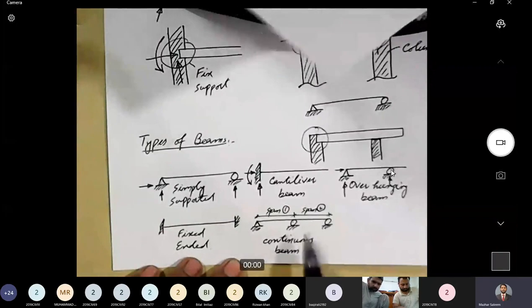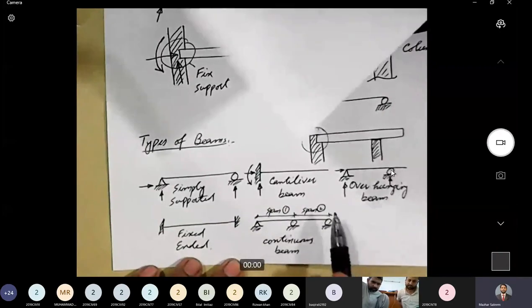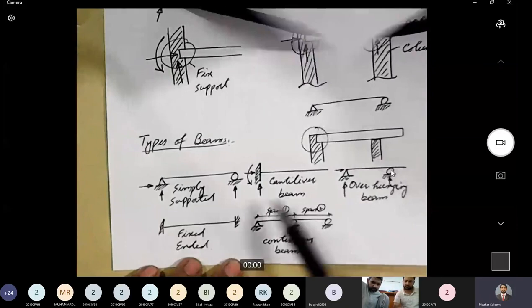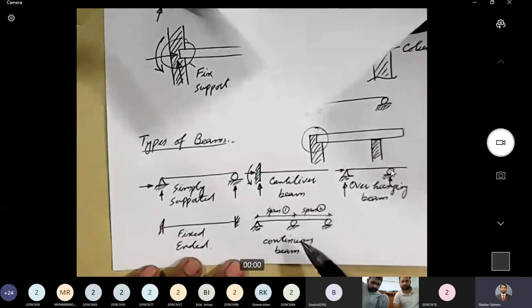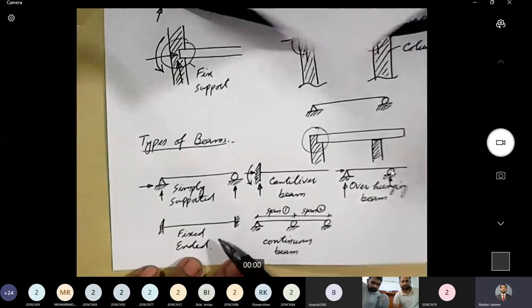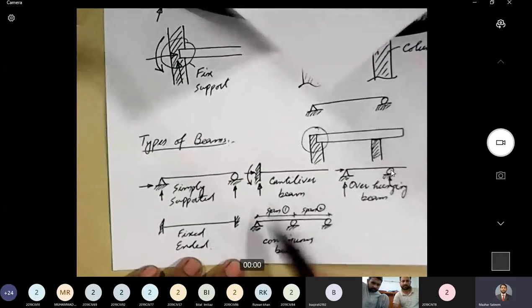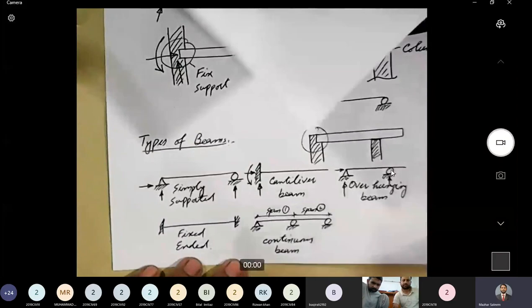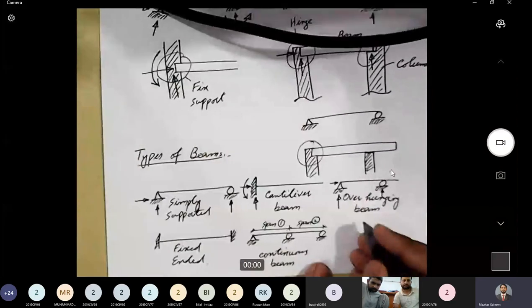The analysis of continuous beams is more complicated as compared to the analysis of a simply supported beam or a cantilever beam, so we will not be covering the analysis of continuous beams here. Similarly, fixed-ended beams, we will not be covering them in this semester. How these beams are different with respect to analysis, I'll explain in a short while.